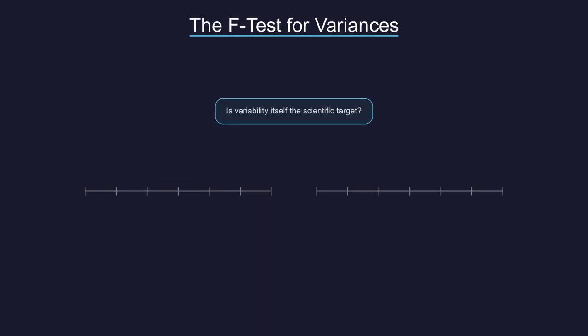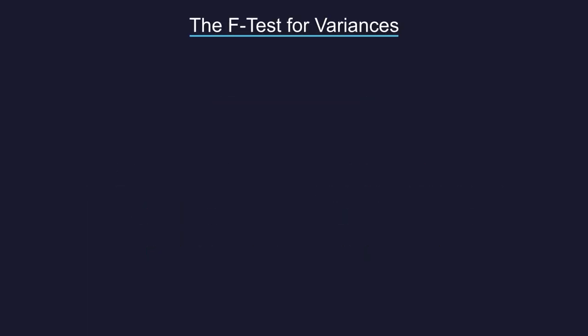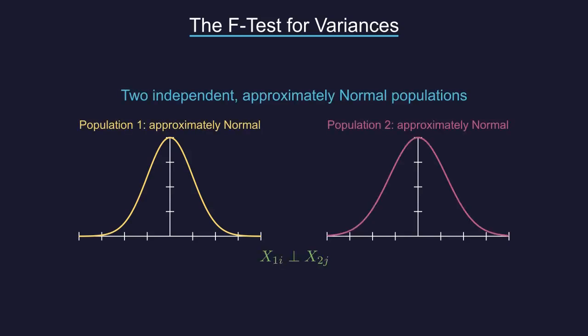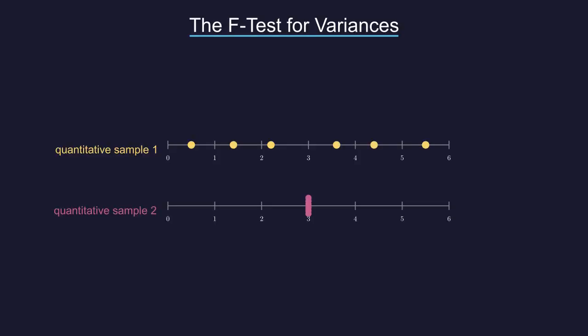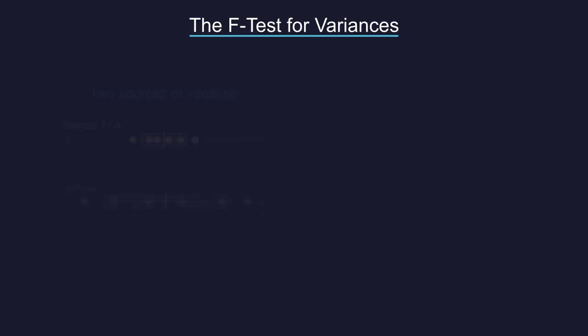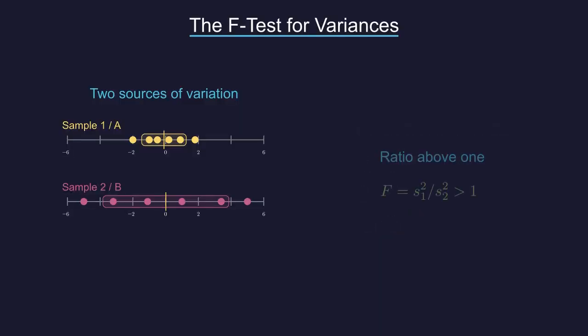Use the test when the scientific question directly concerns variability in two independent normal populations, such as precision under two controlled measurement systems. The outcome must be quantitative, and each sample must contain at least two distinct values. Report both sample variances, F, df1, df2, test direction, and p. F greater than 1 means sample 1 has the larger observed variance. F below 1 means sample 2 does, given the fixed numerator order.